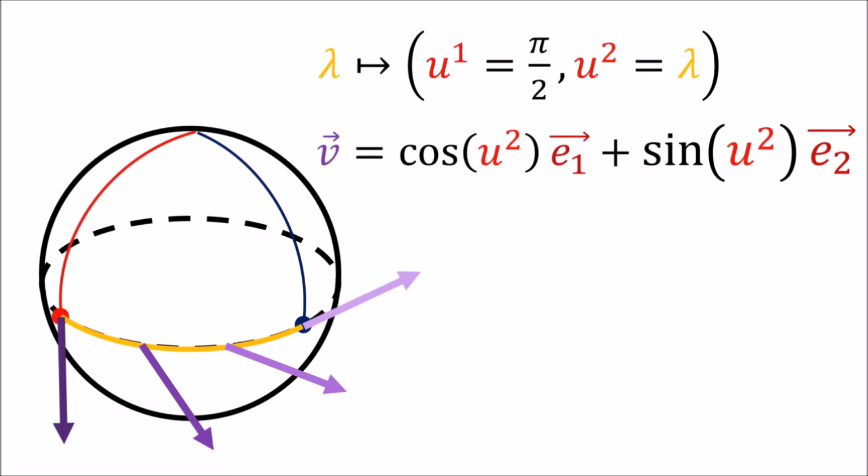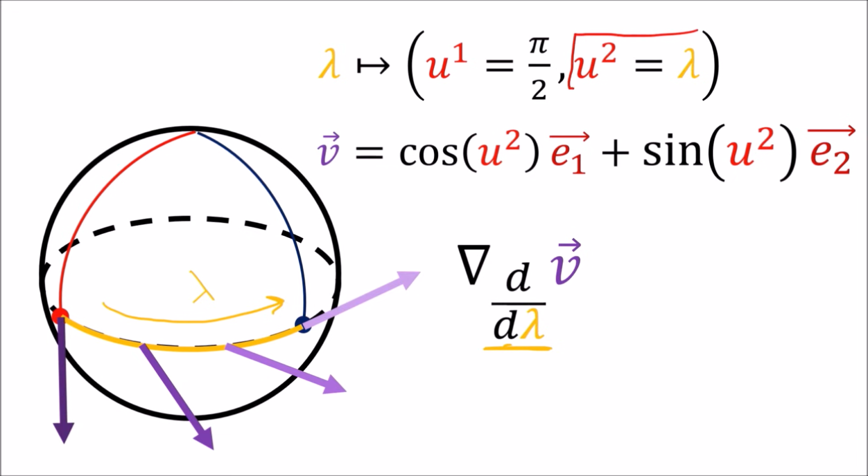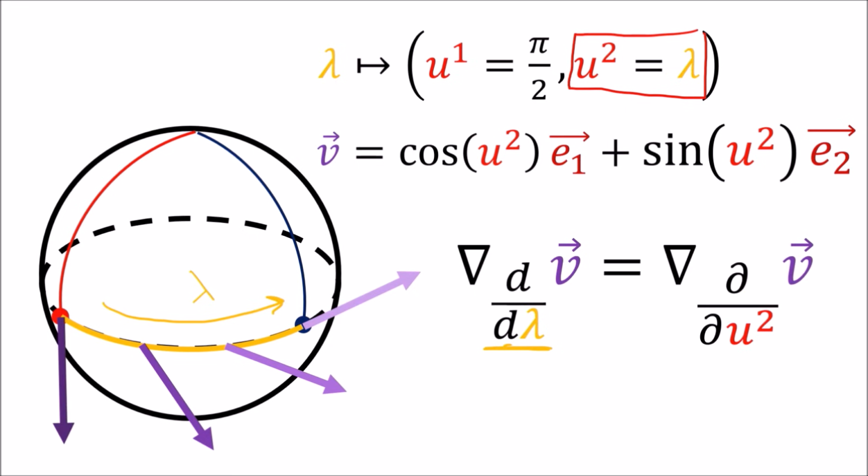So normally when we take the covariant derivative along a curve parameterized by lambda, we take the covariant derivative using the direction d by d lambda. But in this case, since u2 is equal to lambda, we can take the covariant derivative in the direction of the u2 variable, and that would be the same thing. And since derivatives in the u2 direction are basically the same thing as the e2 basis vector, we can also write the covariant derivative like this, where the direction is the e2 basis vector.